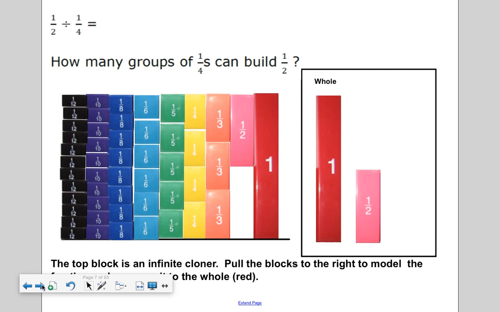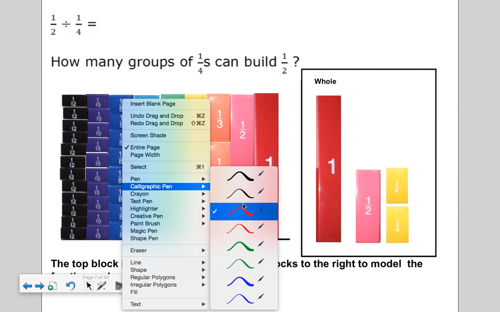So let's try some more examples. How many groups? So you have 1/2, noted right here. I want to divide them into fourths. In other words, asking how many fourths can build into 1/2. How many fourths will fit into 1/2? As you can tell, the answer is 2.